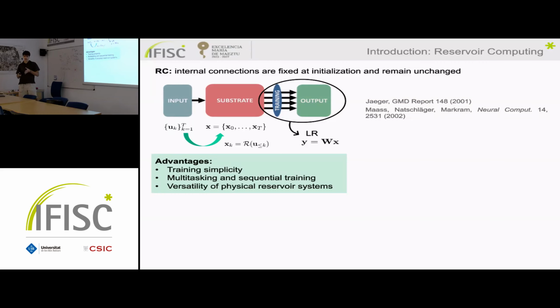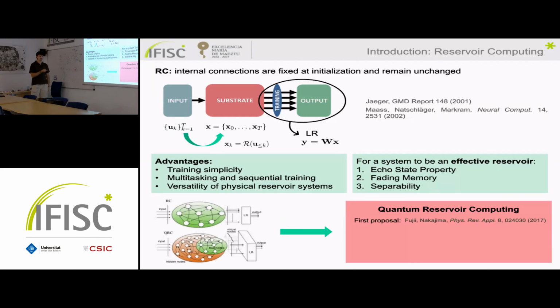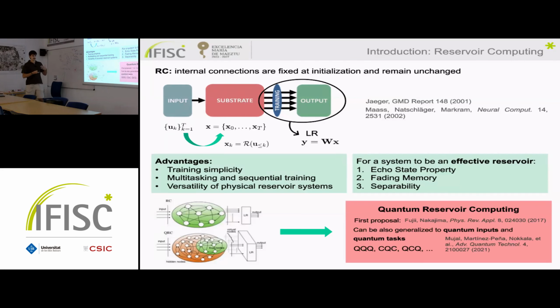We are not restricted to use neural network kinds of architectures. We can use any physical system, but it must satisfy three properties: the echo state property, which is independence of initial conditions; the fading memory, which is forgetting far past inputs; and the separability of different input time series. So the versatility allows us to introduce a new framework, which is quantum reservoir computing, in this first proposal, and uses a quantum system as a reservoir. However, it can also be generalized to quantum inputs and quantum tasks, as reviewed in this paper.